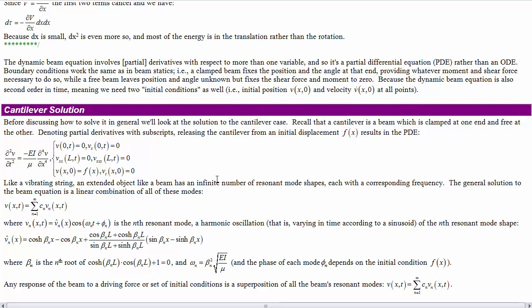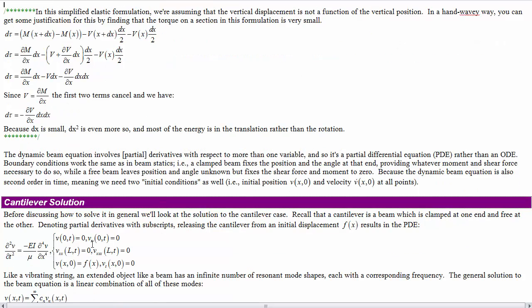And then with no moment on the right hand end, that means the second x partial at x equals L and all time is 0. No shear force on the right end of a cantilever, the free end, means that the third partial derivative of v with respect to x at L and all time is 0.